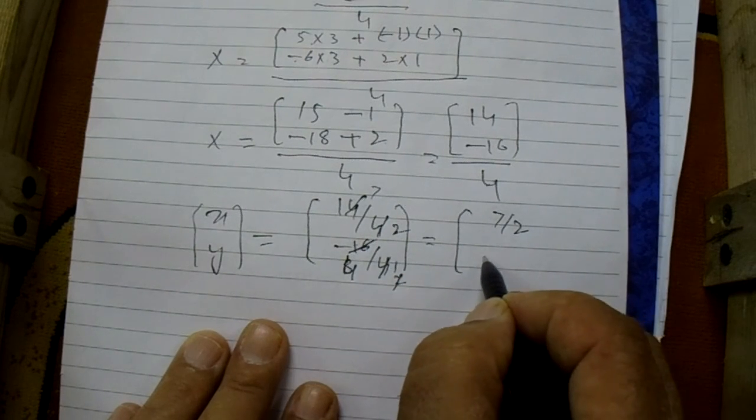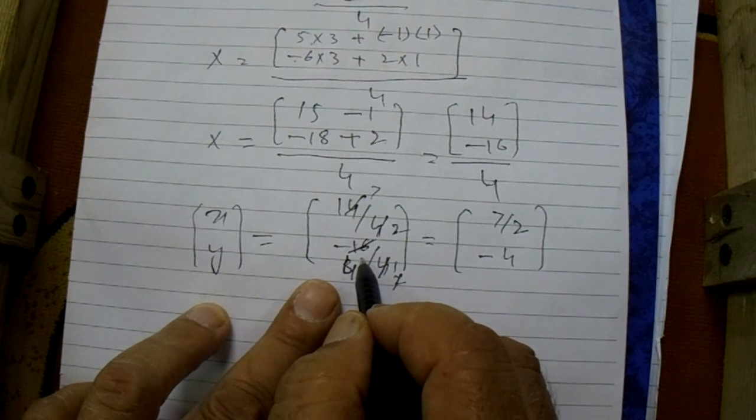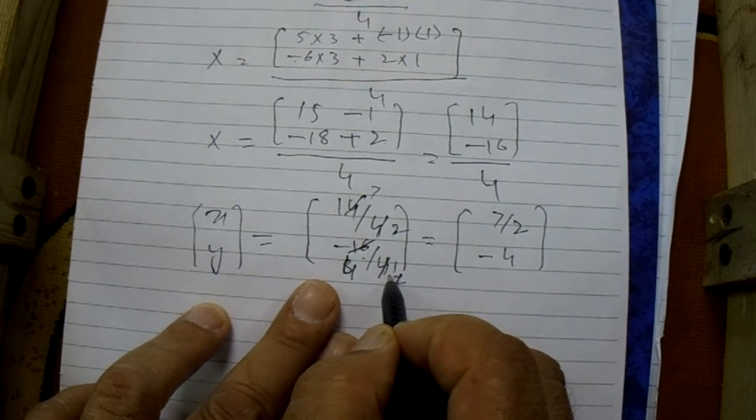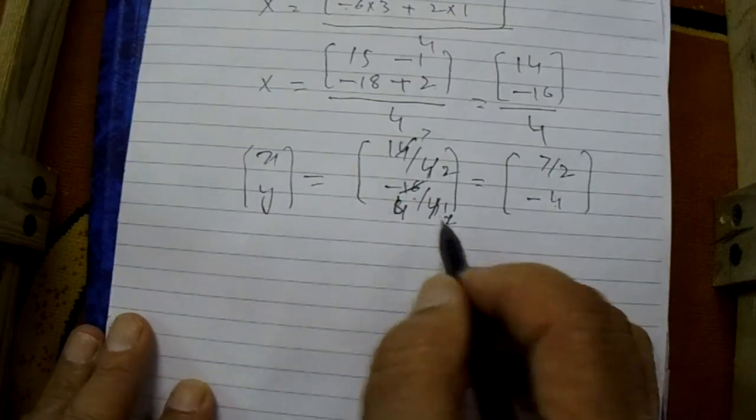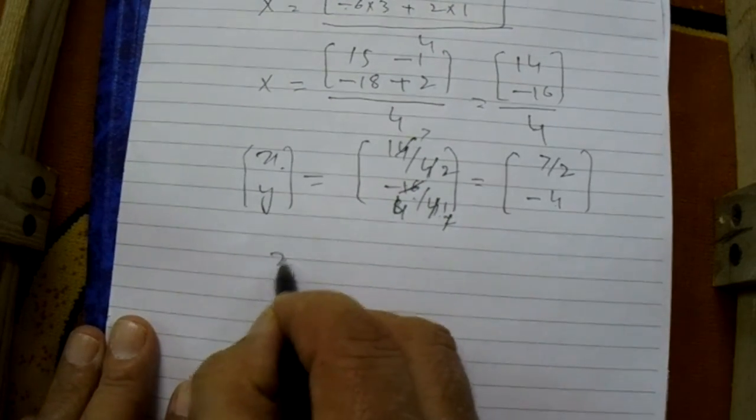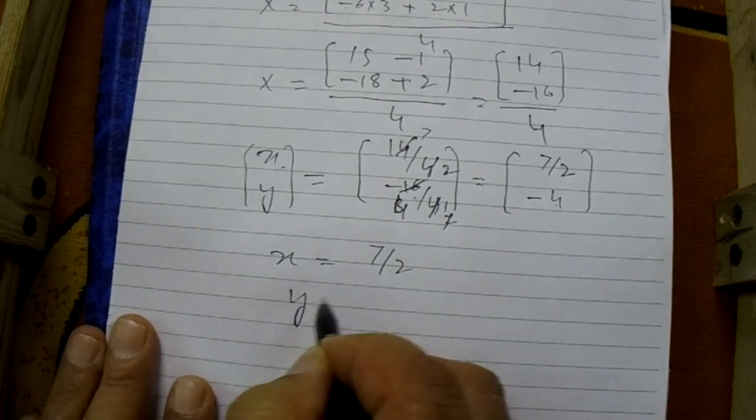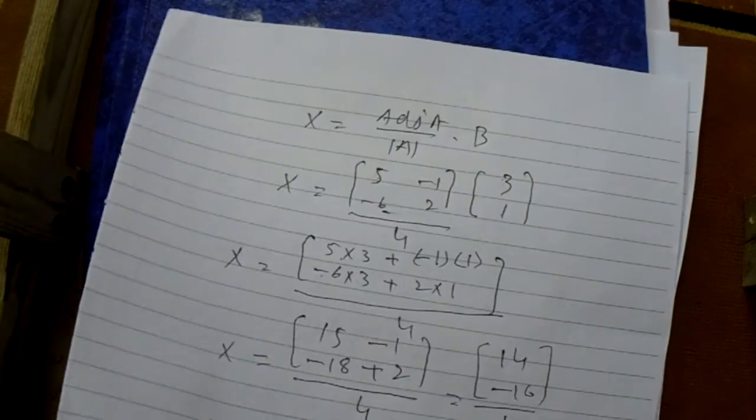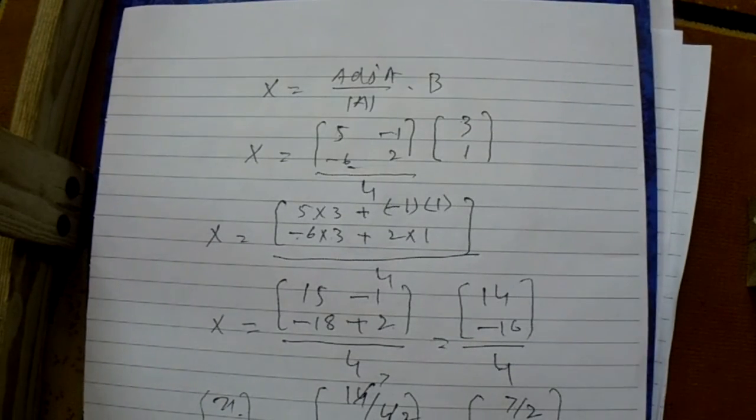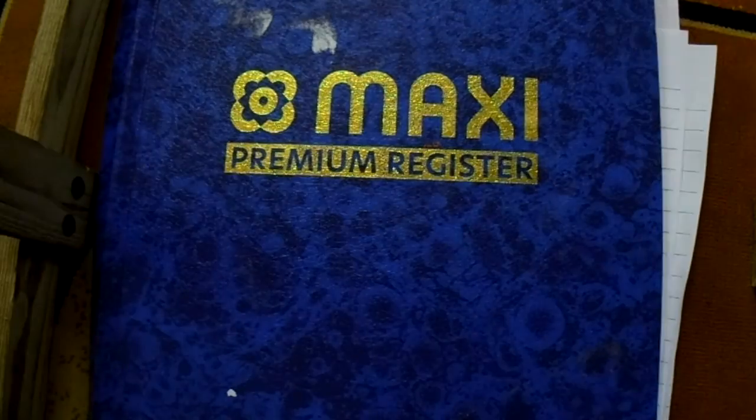Here, minus 16 over 4: 4 1s are 4, 4 4s are 16. We get minus 4. Now comparing these values, we have x is equal to 7 by 2 and y is equal to minus 4. Now this is the solution by the inversion method of the second part of the question.